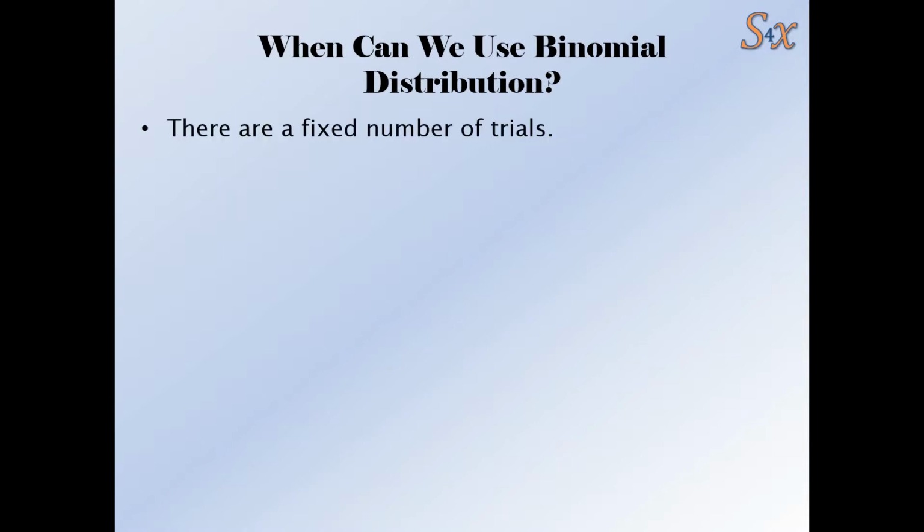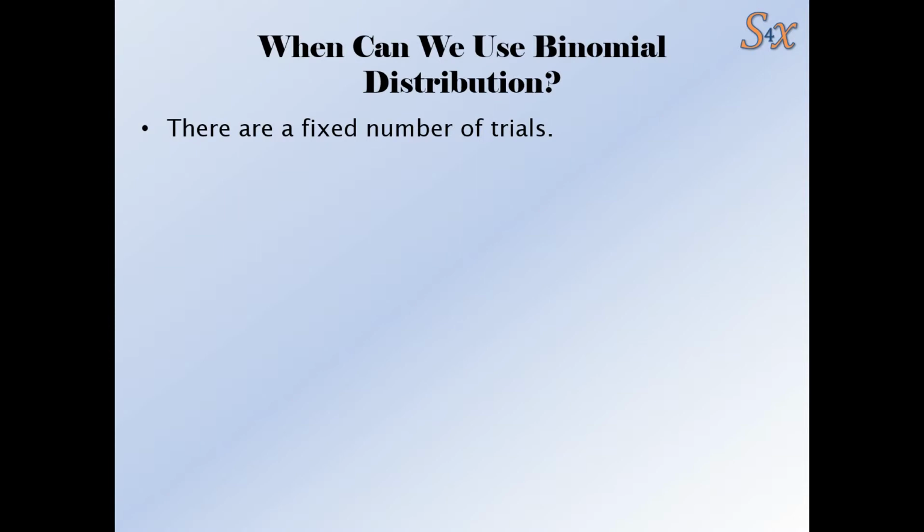There has to be a fixed number of trials. Now, in that example I've just given about tossing a coin, we say we throw a coin 10 times. That would be a fixed number of trials. Or we roll a dice 25 times. Again, a fixed number of trials. Or there are 25 people in a class, and we're looking at the probability for each of them. Again, that's a fixed number of trials. It's a fixed number of people.